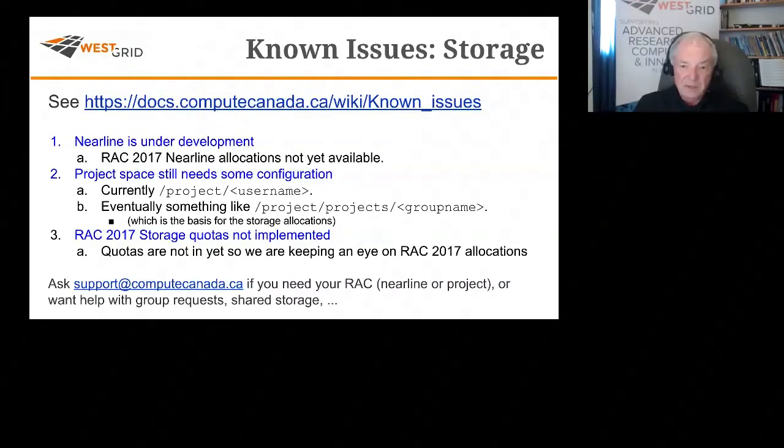So that was sort of a very basic system, and we've been looking at various approaches to a full hierarchical storage management system. However, at the moment, none of that's actually operating yet. We do have tape. The project space is backed up onto tape. But if you got a Nearline allocation, a RAC 2017 allocation of Nearline space, at the moment you can't use it because we don't have that automated approach to moving data away from the cache onto tape.